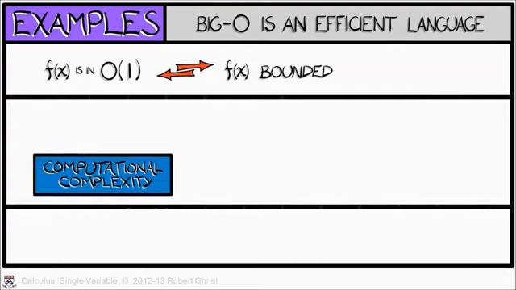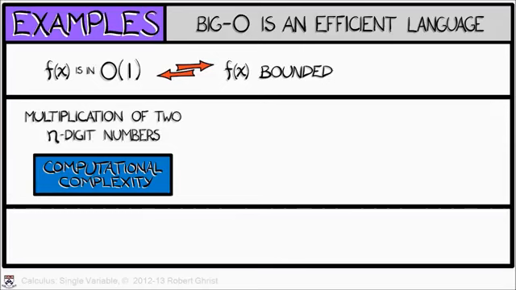For example, in computer science, one is often interested in specifying how much effort it takes to execute a certain algorithm. This is the subject of computational complexity. Consider the following. Let's say you have two n-digit numbers, and you want to multiply them together. How much work are you going to have to do? How many individual mathematical computations is that going to take?